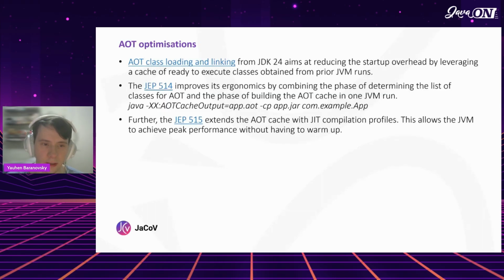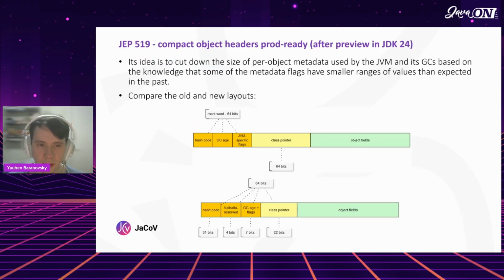But what's more interesting, another JEP introduced the ability to include just-in-time compilation profiles into the cache as well. No additional flags needed. It just works out of box. And soon we will see some benchmarks for it.